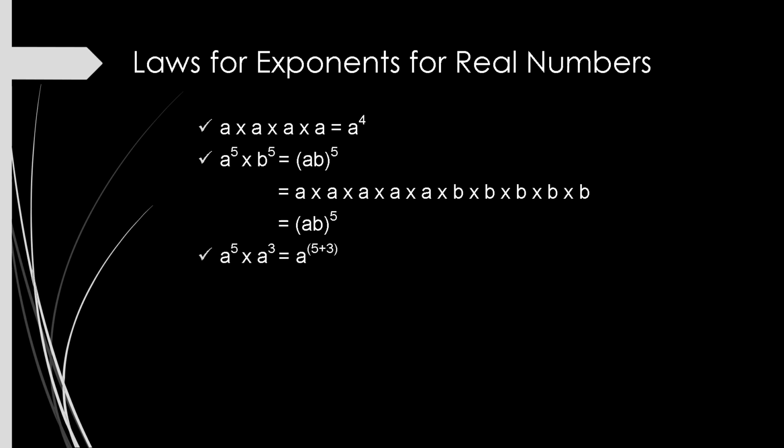Now the third rule is, if the bases are the same, then we are supposed to add the powers. That is, if one is a raised to power 5 and the other is a raised to power b, then the powers are added. That is a raised to power 5 plus b, and this is shown over here. 5 times we write a, and then multiplied by 3 times a, so combined it becomes a raised to power 8.